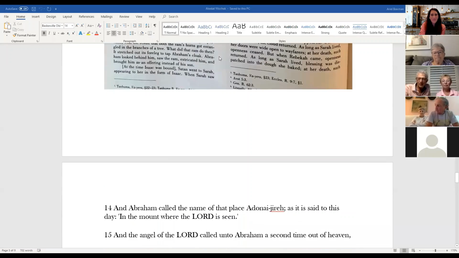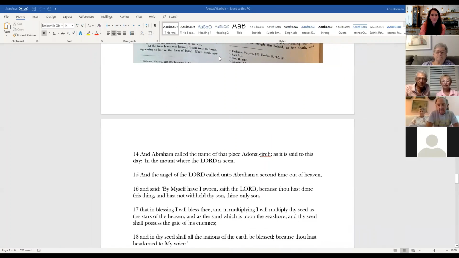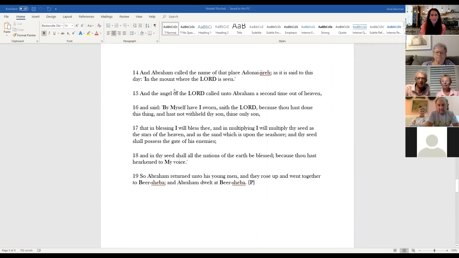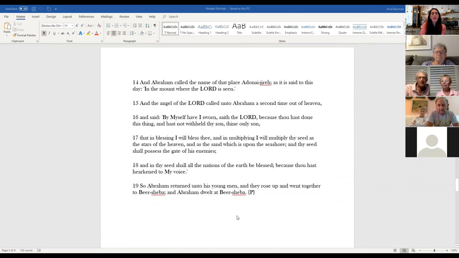Let's look at the end of the story. And Abraham called the name of that place Adonai Yireh, as it is said to this day, in the mount where the Lord is seen. And this is interesting. I didn't bring a commentary on this, but it's understood that this took place on Mount Moriah. Does anybody know where Mount Moriah is in modern day Israel? Is it near Jordan? It is near Jordan, but it actually is in a city that you all know very well.